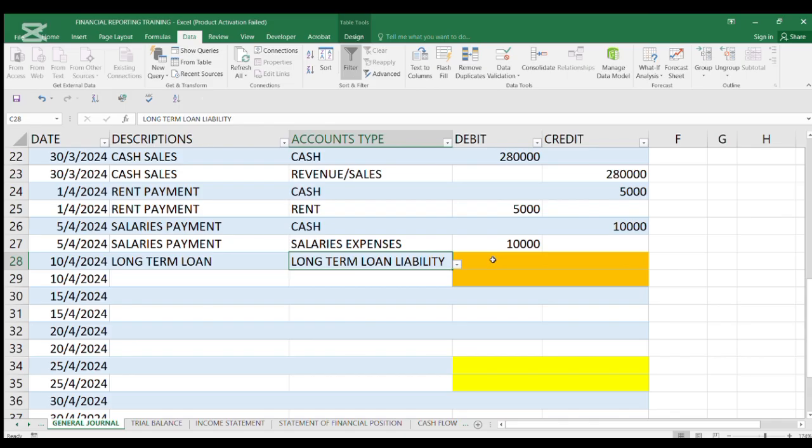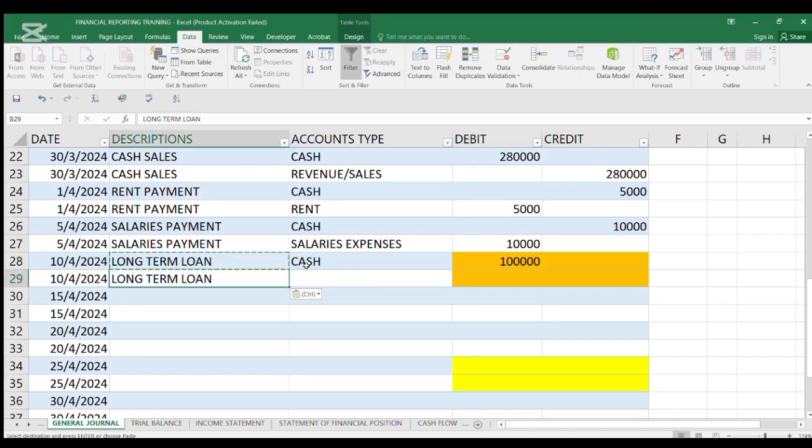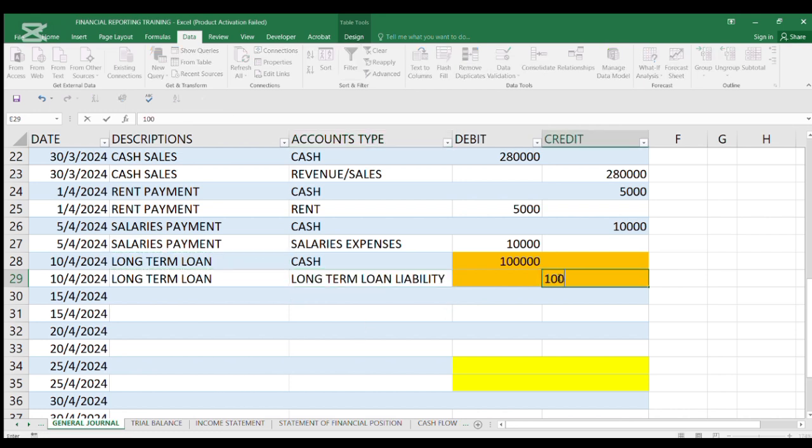So as long as this money was received into the business, cash account is to be debited. All right. So I will debit cash account with 100,000 US dollars, and then we come here again and repeat the same description and select long-term loan liability, and credit it with the same 100,000 US dollars. So once that is done, we'll move to the next transaction.